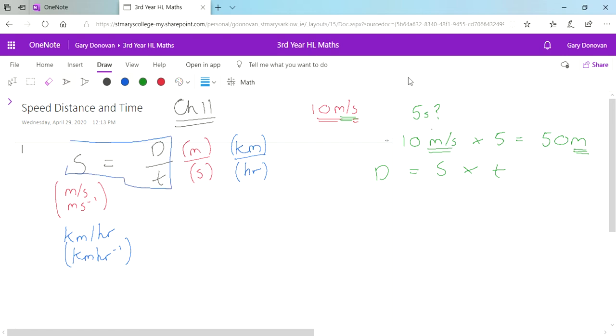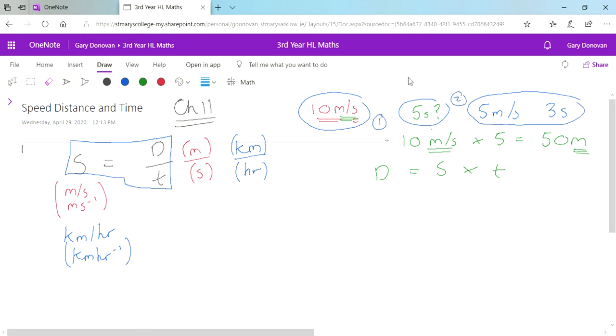Now sometimes in a question they'll give you different stages. So they might say a car travelled at 10 meters per second for 5 seconds, and then it slowed down and travelled at 5 meters per second for 3 seconds. So stage 1 and stage 2.